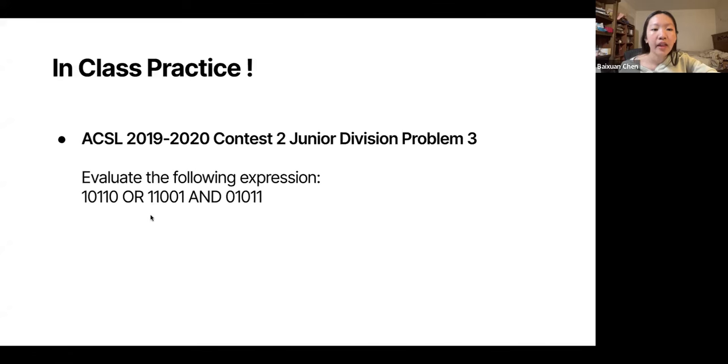Okay, so let's try. So then this one will be the and. Again, it'll only return a 1 if both digits are 1. So it'll be 0, 1, 0, 0, 1. And then we OR it with 1, 0, 1, 1, 0. So as long as at least one digit is a 1, it'll return a 1. So it'll be 1, 1, 1, 1, 1. So that will be the answer to this question. Okay.